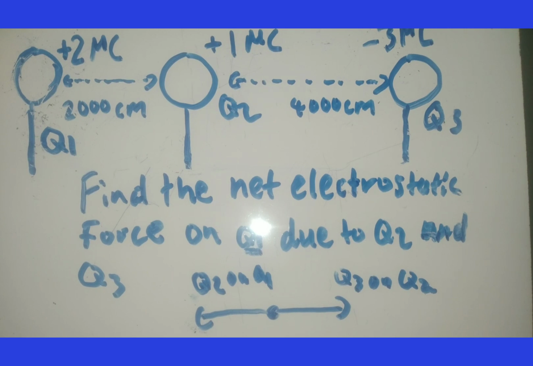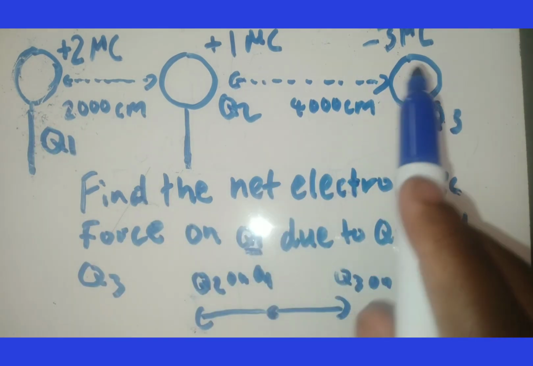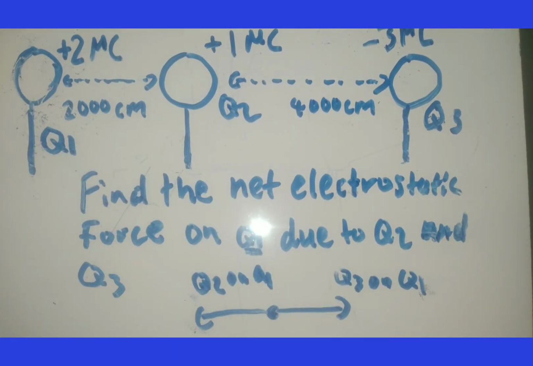All right, let's begin. So we have to find Q3 on Q1 and Q2 on Q1. Okay, not Q3 on Q2, I made a mistake here. Q3 on Q1, right? Because remember, we've been checking what this one is doing to Q1 and what this one is doing to Q1 as well, right? The force experienced on Q1 due to Q2 and Q3. So we have to find Q2 on Q1 and Q3 on Q1.